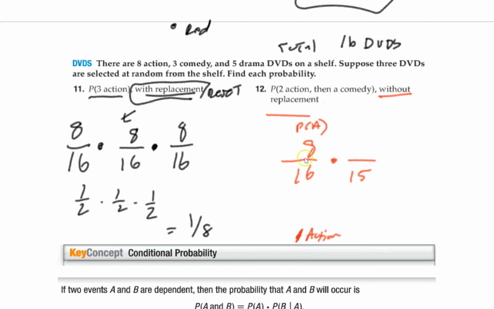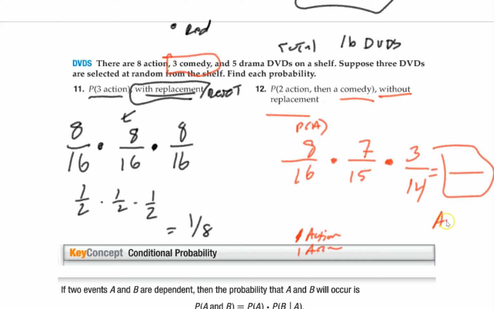And I picked an action already. So there's 1 less action movie. 7. So now there's 2 action. And then for the last one, I want a comedy. Right now there's only, again, I took 2 DVDs out. There's 2 less now. So there's only 14 total. And I want a comedy movie. I haven't picked a comedy yet. So how many comedies are there? There's 3 comedies. So they're all still there. And I just multiply this out and you get some number as an answer.